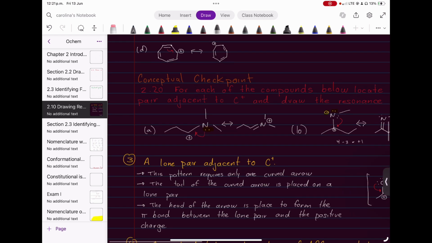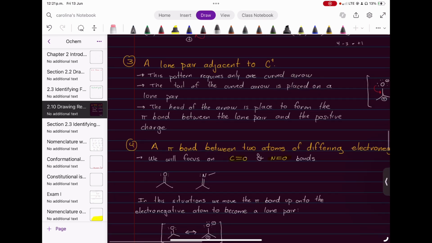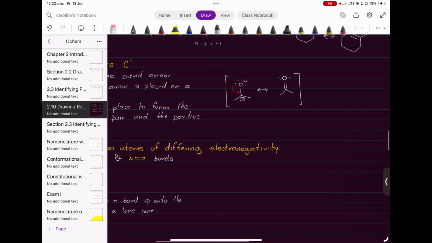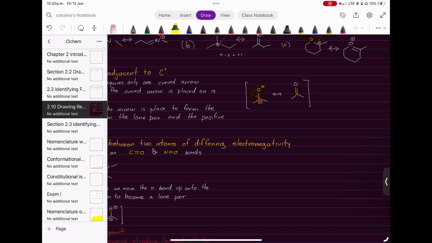Pattern number 3, a lone pair adjacent to a C plus, basically a carbon cation again, but now instead of a pi bond we have a lone pair. And what's gonna happen, we're gonna form a pi bond between the lone pair and the positive charge. It's only gonna take 1 arrow, and it starts from the lone pair towards the positive charge.